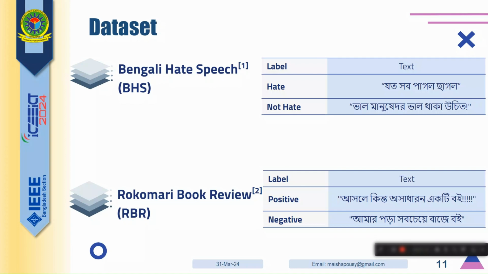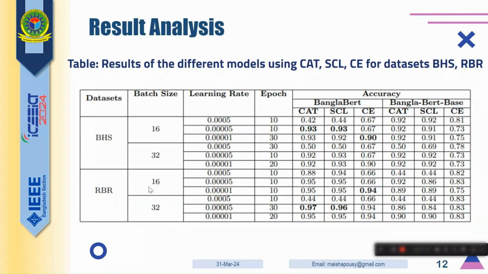In our research we have used two binary-level datasets. As we can see here, some sample examples are given, denoting two types of sentiment in both. Our datasets are Bengali Hate Speech, BHS, and Rokomari Book Review, in short RBR. So let's see some analysis.